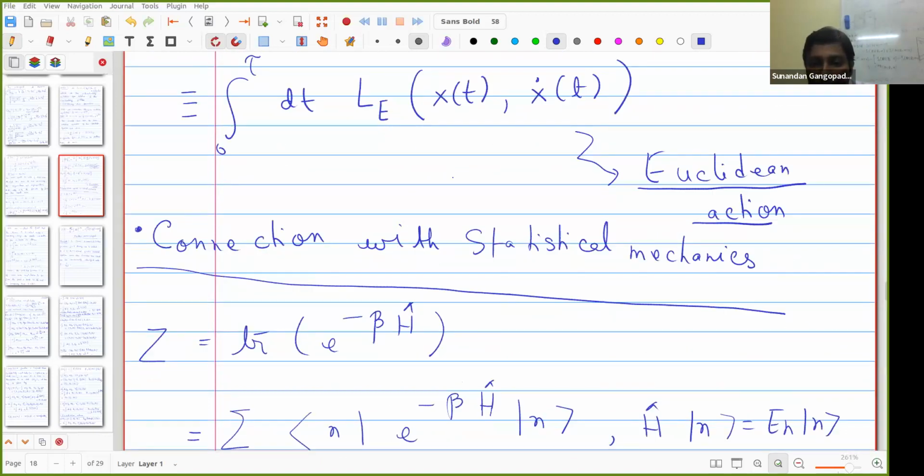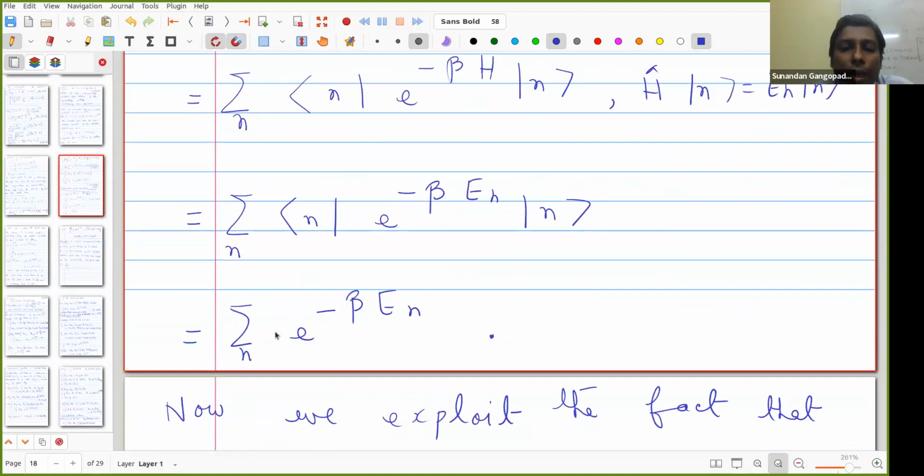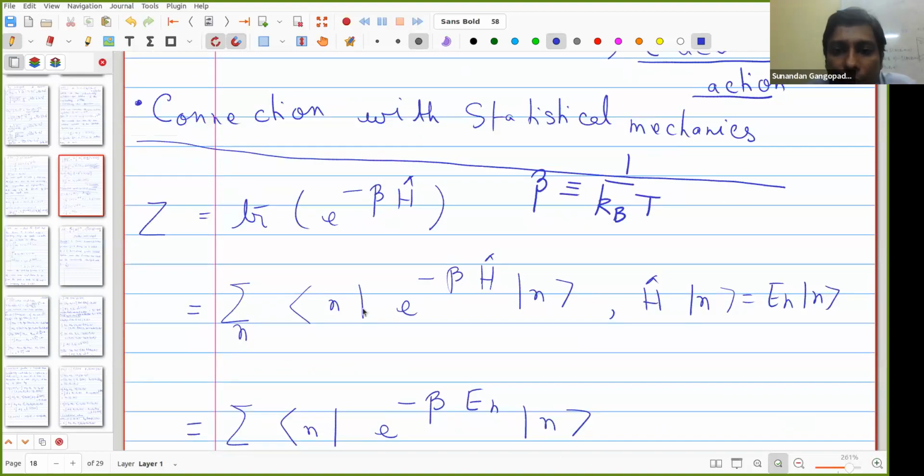Let me write down what beta is. Beta is basically 1 by kBT, the Boltzmann constant times the absolute temperature. If you calculate this trace, what you will get is the summation over n of e to the power of minus beta En. This is the standard expression that all of us know in classical as well as quantum statistical mechanics.